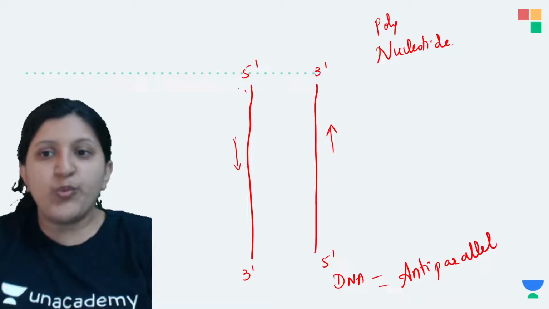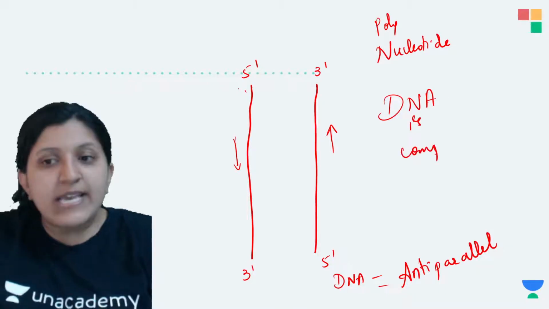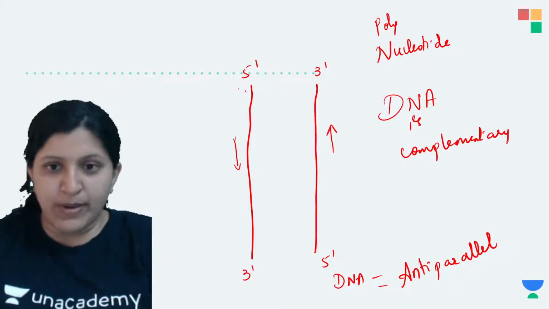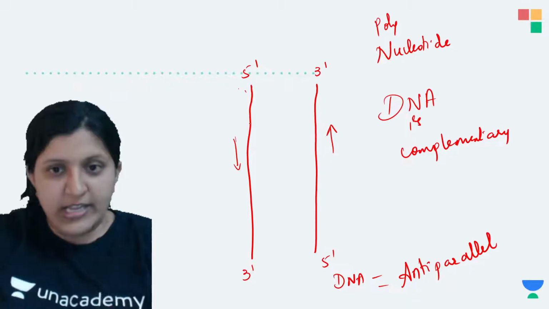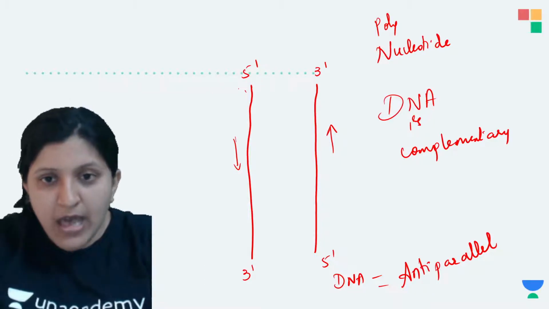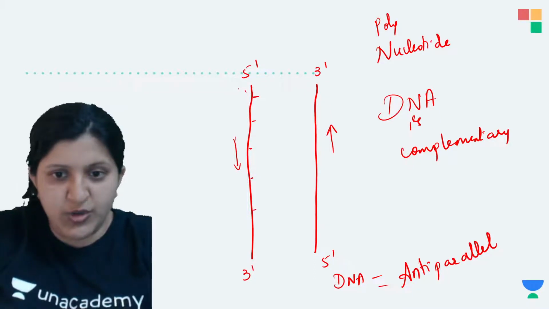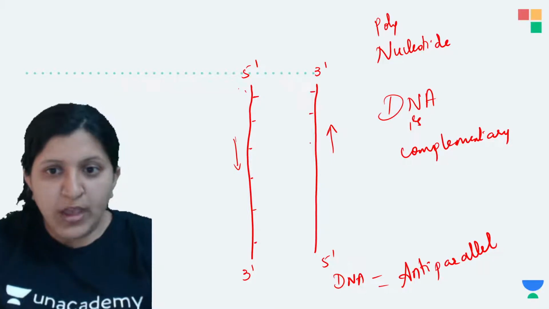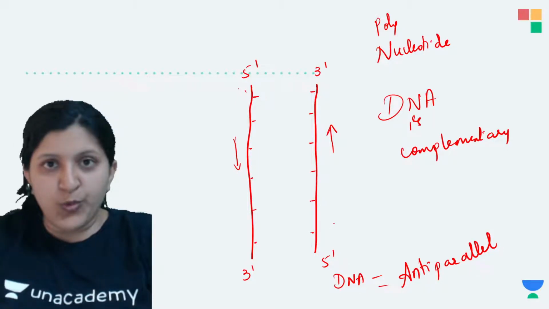So we say that DNA is always complementary, and we say that the DNA is anti-parallel. So what is the meaning of anti-parallel or complementary? Anti-parallel, you know that one strand's direction is this way and the other strand's direction is this way. So that we call anti-parallel. Now here you can find nitrogenous bases that are attached. You will find different nitrogenous bases because this is a DNA strand. So first I'll tell you what exactly pairs.